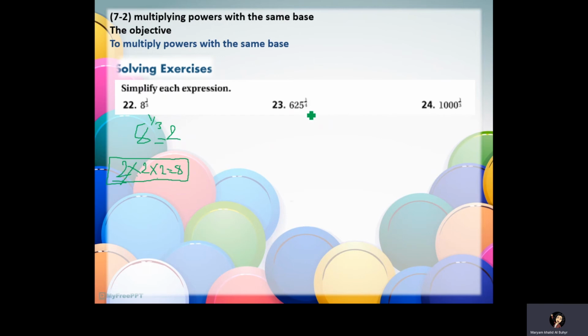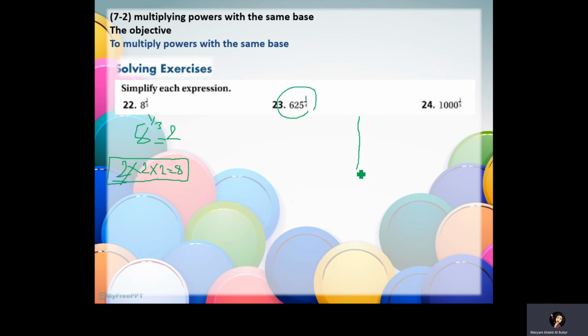Now what is the number that, when I multiply it by itself 4 times, I will get 625? So what should I do here? If you don't have a calculator and you don't know what this number is, make a prime factorization in a corner. Let's make a prime factorization.